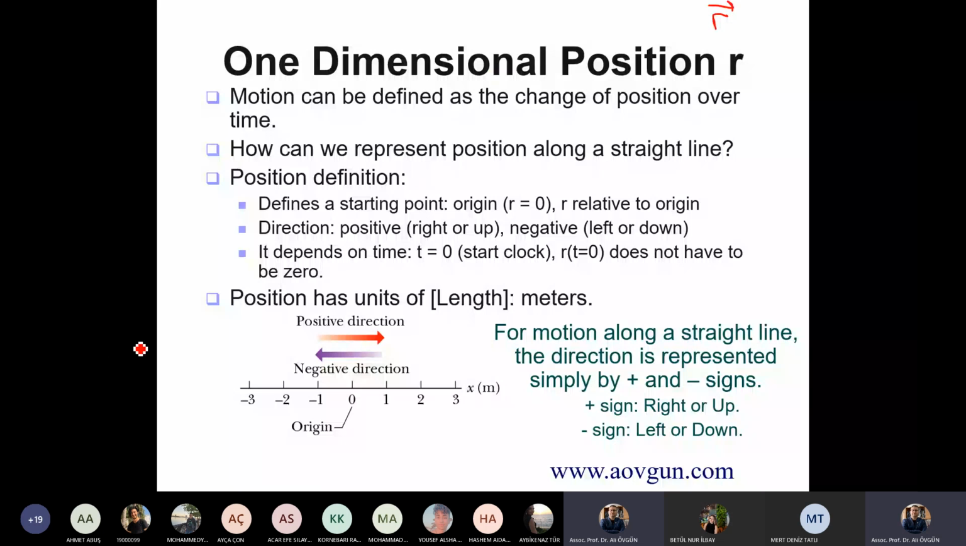Another important thing is the SI unit of the position vector. What is the SI unit for position?